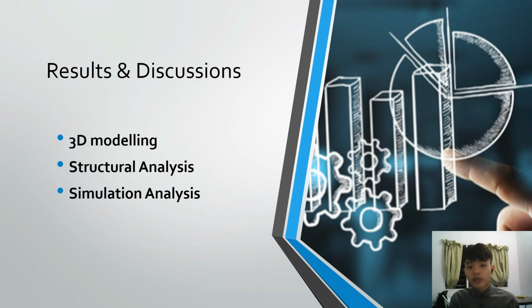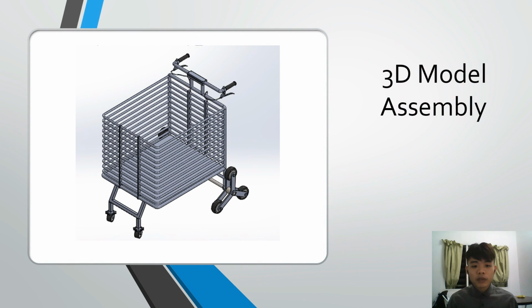Next is the results and discussion of this project. The results covered in this chapter are the 3D modeling of the trolley, structure analysis, and also simulation analysis. From the finalized concept design, the completed 3D modeling of the trolley is generated and assembled with the proper dimensions and scale by using SolidWorks 2018 software.